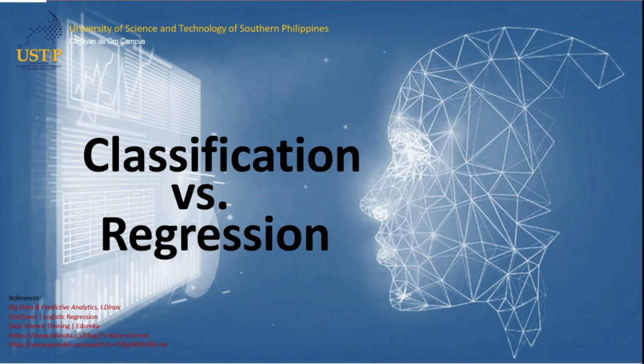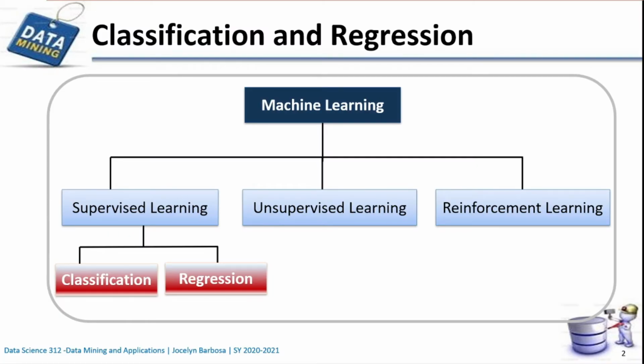Hi everyone, I'm Jocelyn Barbosa, and in this session we are going to learn the difference between the classification and regression model, which are two of the important components in machine learning, particularly supervised learning. But before we dive into the details of the difference between these two models, let's take a step back first and have a quick review on the three categories or types of machine learning. And so we have supervised learning, unsupervised learning, and reinforcement learning.